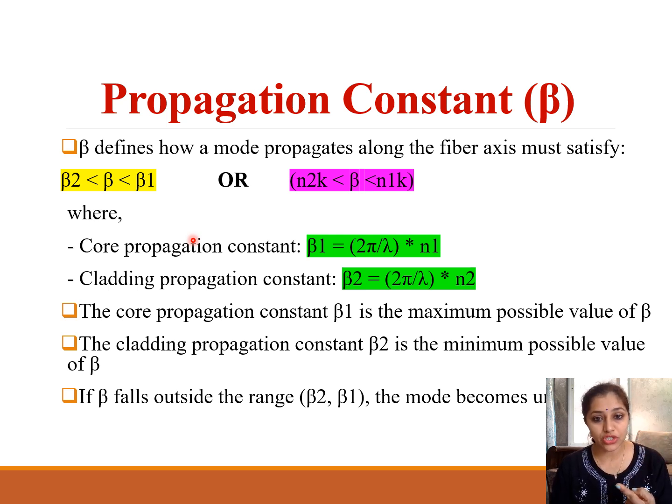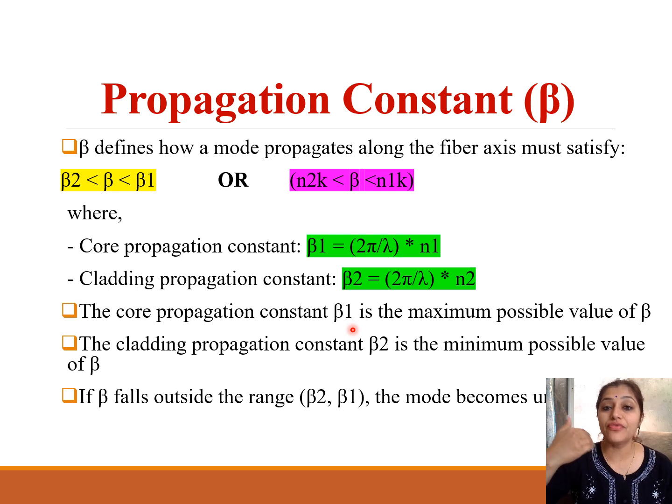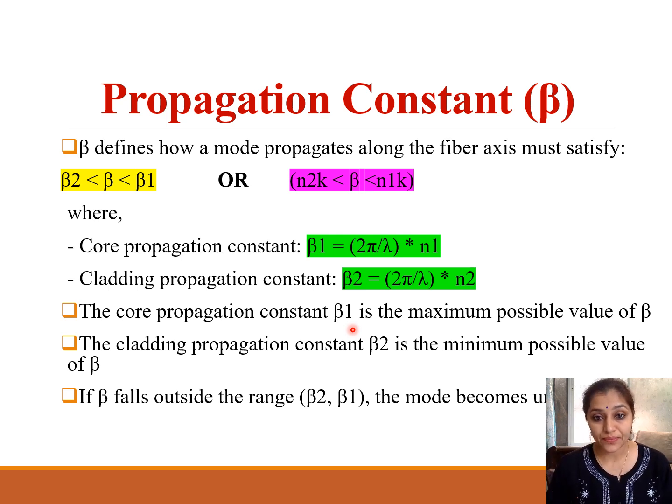There is the core's propagation constant, which we can call N1K. In a few books, it is given as N1 into K, where K is 2 pi by lambda. So our propagation constant must be between these two values. If the propagation constant is less than beta 2, that is the cladding's propagation constant, then instead of the light ray traveling through the core material, it travels through the cladding, or it refracts into the cladding.